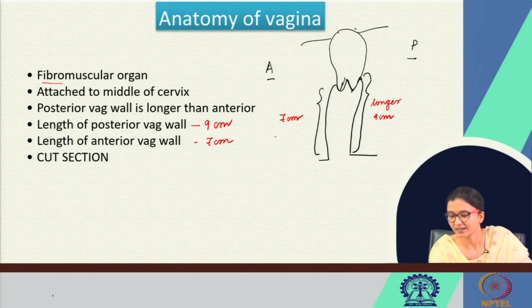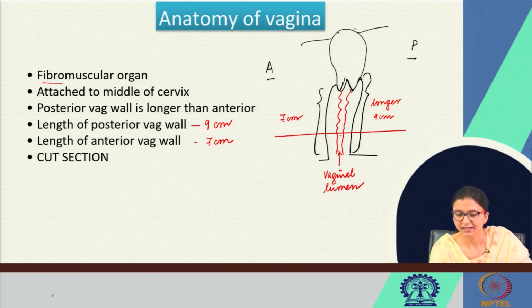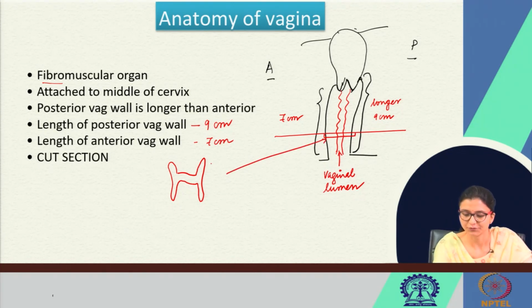And if we take a cut section, this is the vaginal epithelium and this is the vaginal lumen. If we take a cut section, it is in the form of H. This portion is in the form of H. So, this is showing the vaginal lumen, in the form of H.